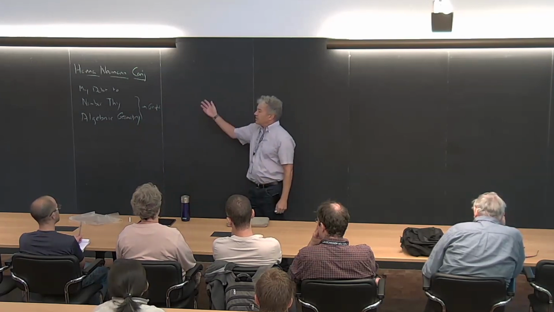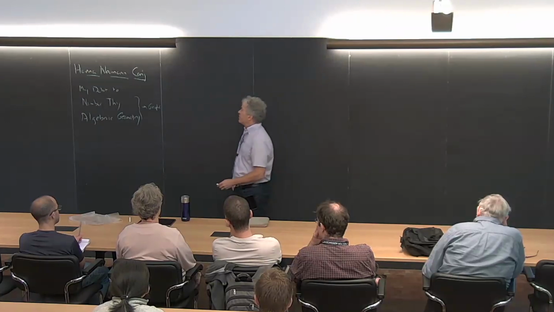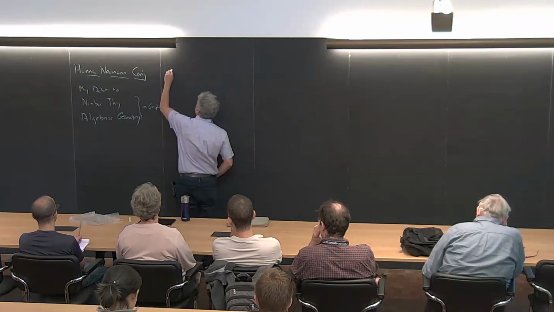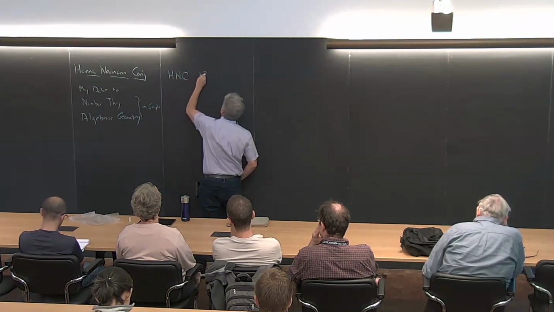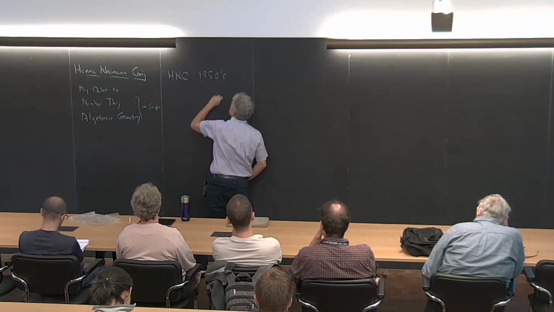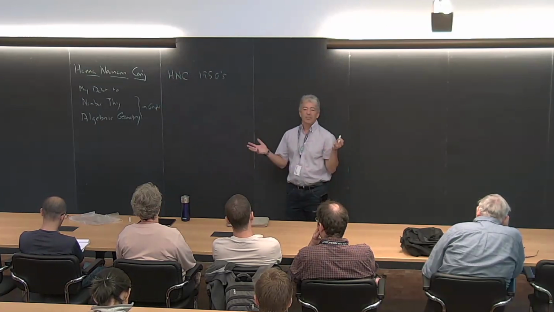The Hanna Neumann conjecture is a conjecture in combinatorial group theory. I'll just call it the HNC. Somewhere in the 1950s. I could tell you what it actually is.